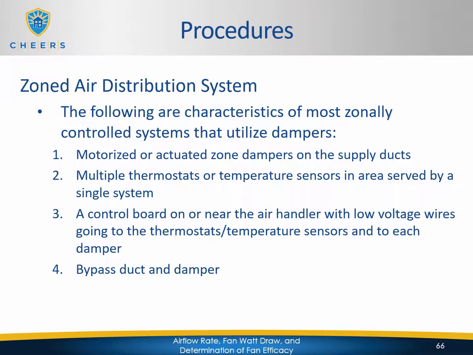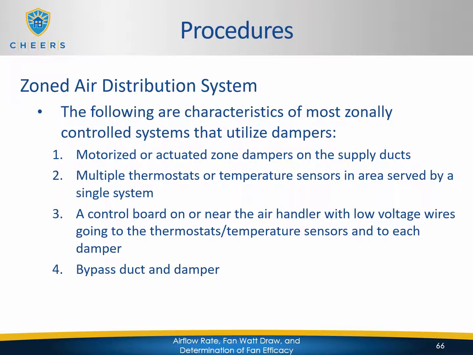So how do you determine whether a system is single zone or dual zone or multiple zone? These are some of the items that you can look for to realize whether it's a multi-zone system or a single zone system. So first of all, you're going to see motorized or actuated zone dampers on the supply ducts. You're going to see multiple thermostats or temperature sensors in an area served by a single system. So you're going to have one HVAC system but multiple thermostats. You're going to see a control board on or near the air handler with low voltage wires going to the thermostat's temperature sensors and to each damper.